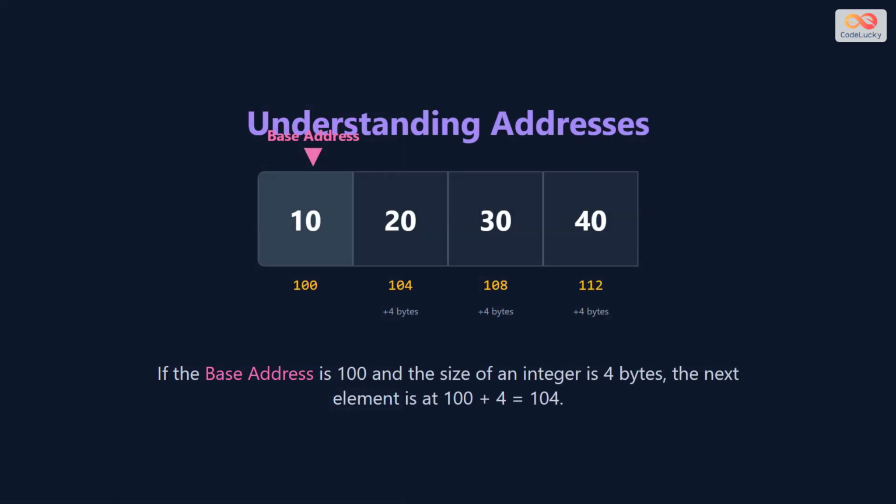To track the array, the computer only needs to remember one thing: the base address. This is the memory address of the very first element. Because the elements are contiguous and uniform in size, the computer can deduce the location of any other element just by knowing where the array starts.